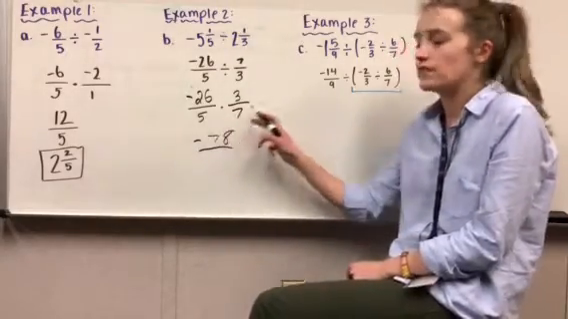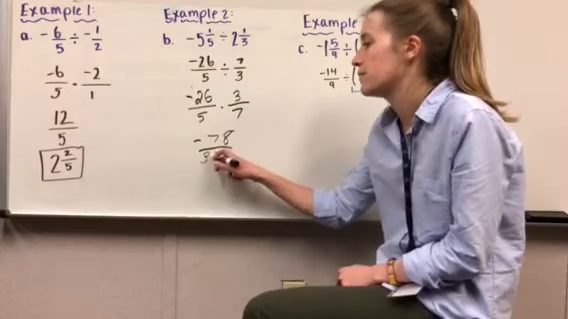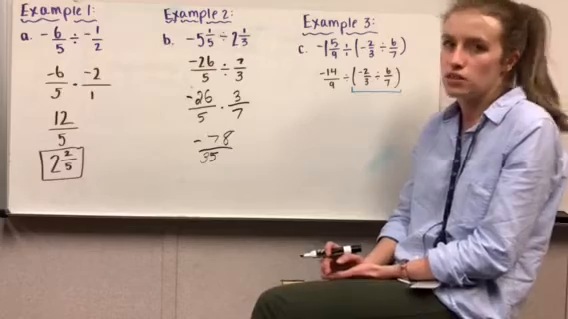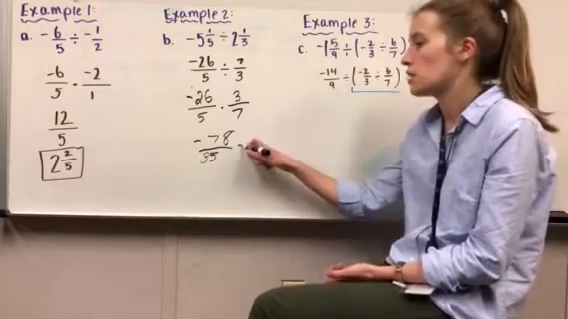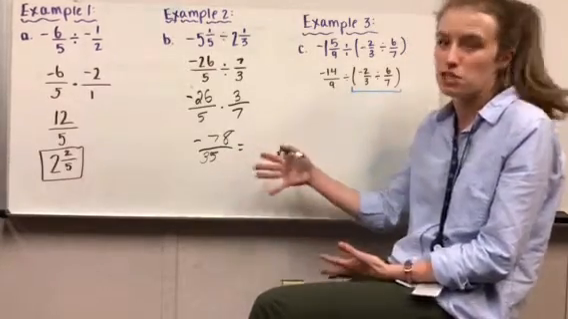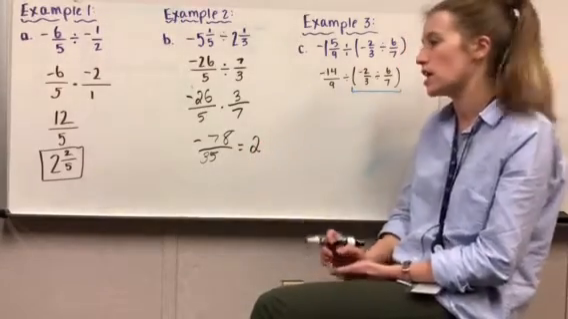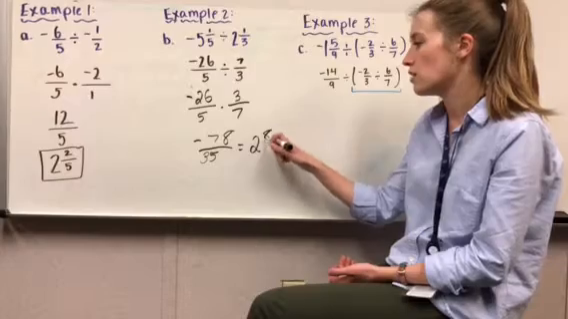I then have 5 times 7, that's 35. So this is negative 78/35. Let's go ahead and make this a mixed number. I know that 35 times 2 is 70, so I could fit 2 35s into negative 78 and still be left with 8/35.